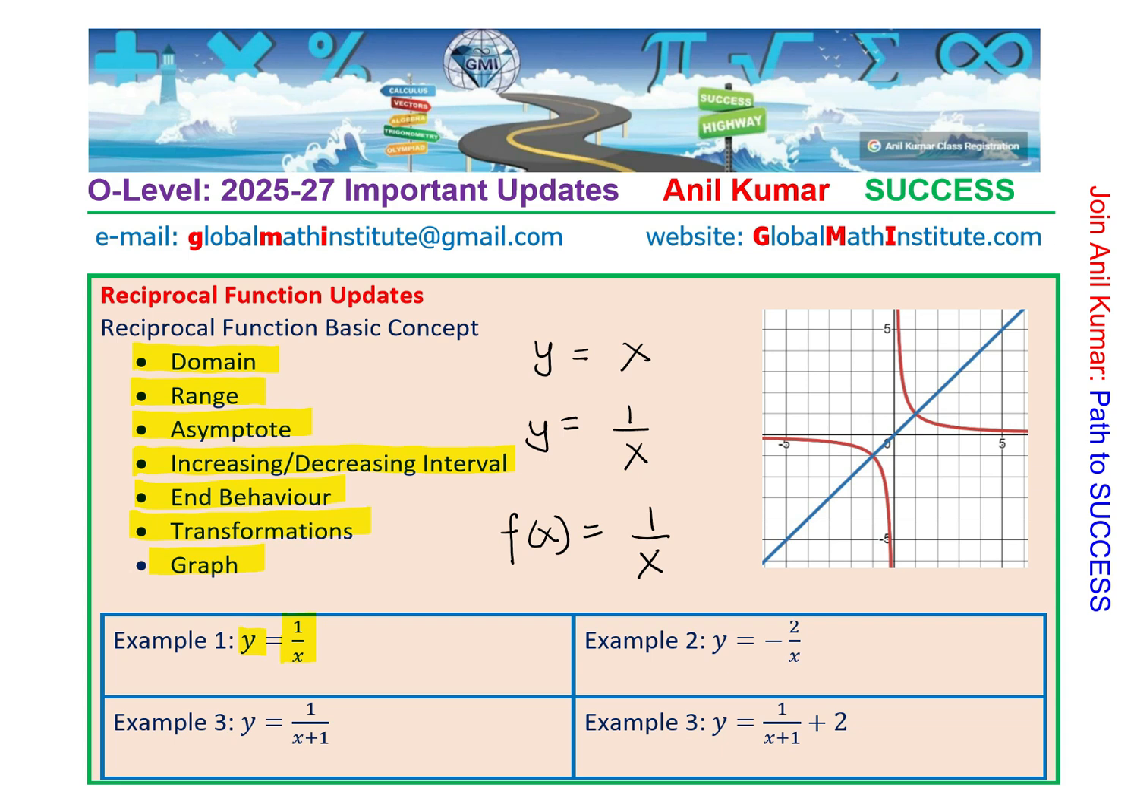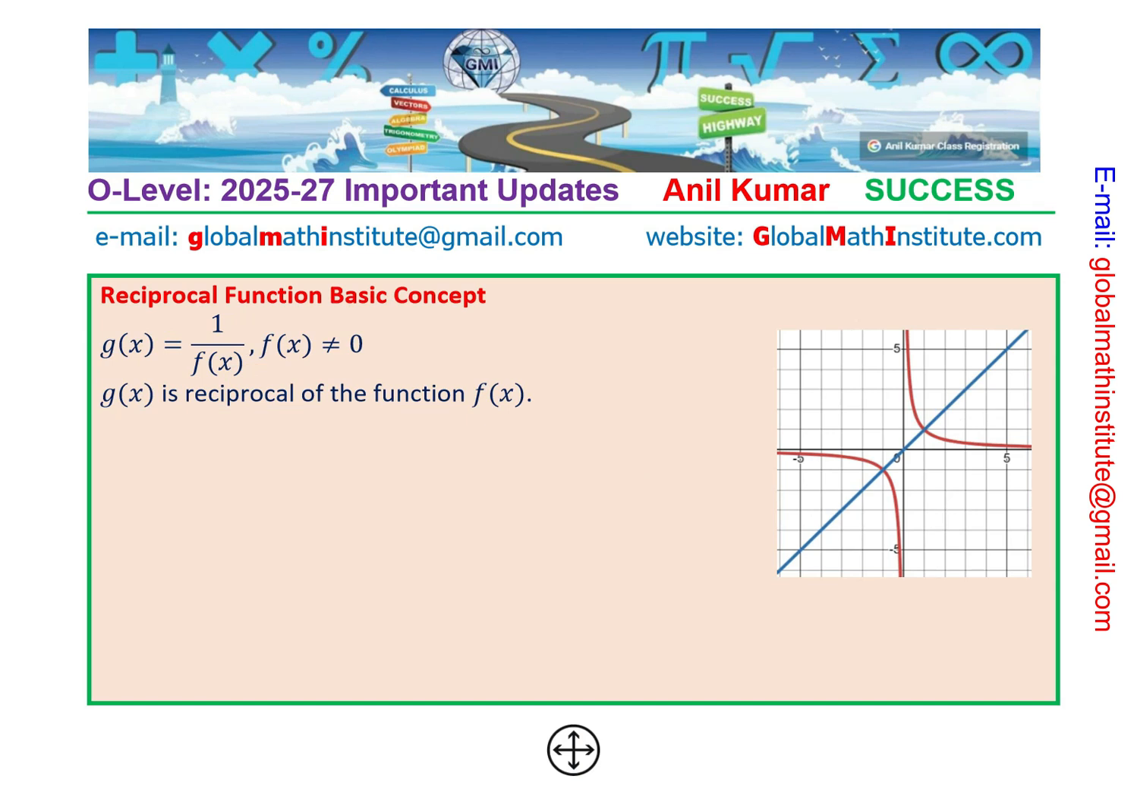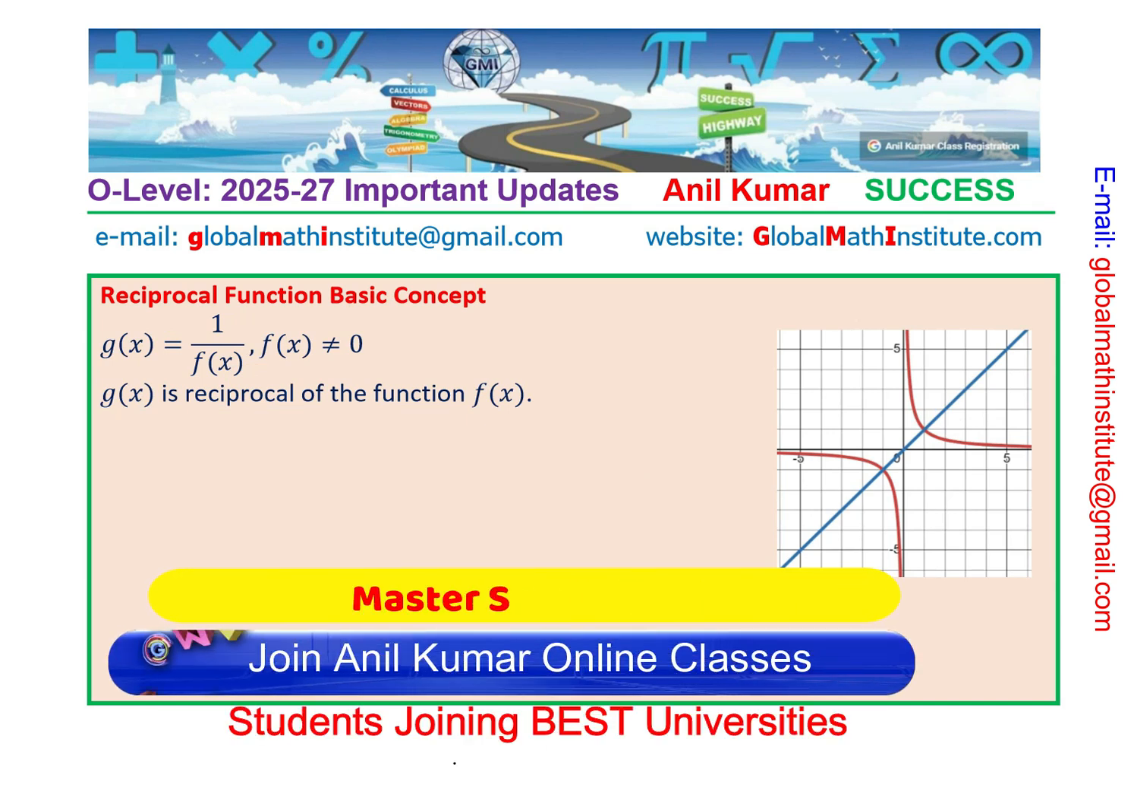Perfect. Now we have shown a graph here of y equals 1 over x along with the graph of y equals x, which we are going to discuss soon. In example 2, we'll consider transformations of this particular function, minus 2 over x, and then we'll take up y equals 1 over x plus 1, which is a horizontal translation of one unit to the left, and then we have y equals 1 over x plus 1 plus 2, right? So we have transformed functions to look into. So let's begin with the characteristics of reciprocal functions.